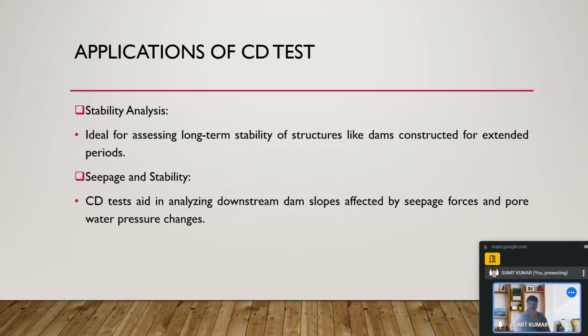Now, we will discuss some of the applications of the consolidated drained test. After that, the significance and application of the second test is also stated. So, stability analysis. For assessing the long-term stability of structures like dams constructed over an extended period, the CD test is performed, and seepage and stability studies also use the CD test. One application of the CD test is in analyzing downstream dam slopes affected by seepage forces and pore water pressure changes.